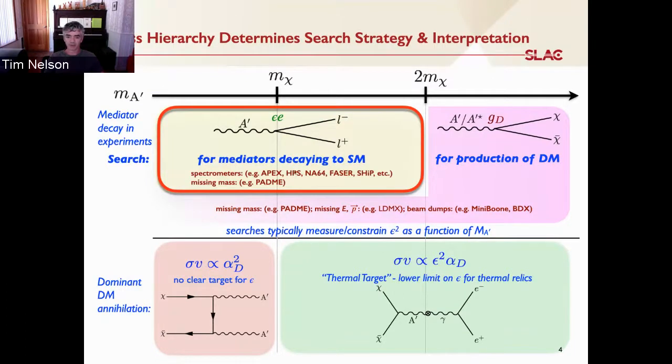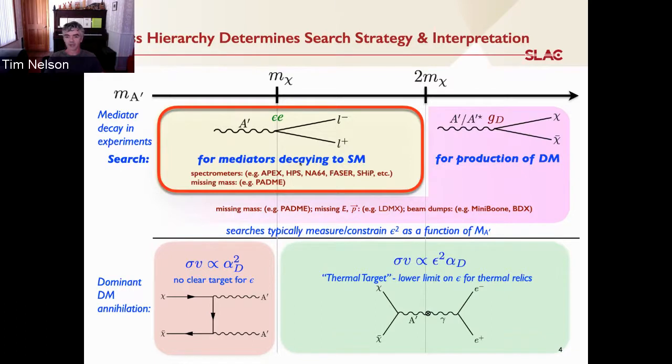And HPS is one of the experiments in this space. There are a number of others, experiments already running and proposed and potential future experiments. Now, these experiments typically measure or constrain epsilon squared through the rate as a function of the mass of this dark photon. Now, how we interpret this result also depends on the relationship between the dark photon mass and the dark matter mass, and there are really two cases of interest here.